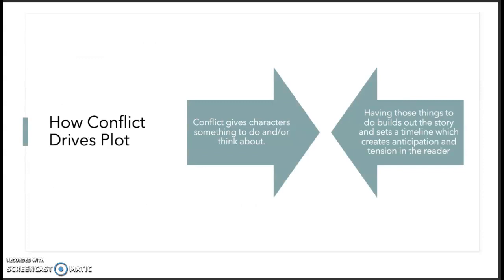So how does conflict actually work to drive plot? It gives characters something to do and/or think about. If they have a problem with somebody, the idea is that we want resolution and they want resolution. And that, in turn, having those things to do builds out the story and sets a timeline, which creates anticipation and tension in the reader.